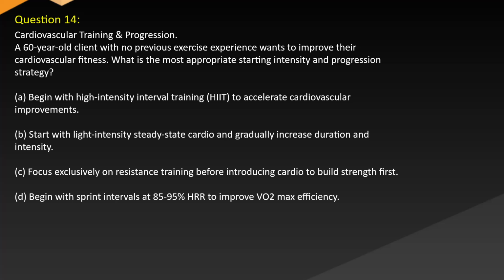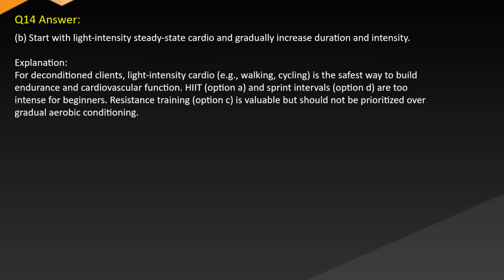C. Focus exclusively on resistance training before introducing cardio to build strength first. D. Begin with sprint intervals at 85-95% HR to improve VO2 max efficiency. Answer B. Start with light-intensity steady-state cardio and gradually increase duration and intensity.